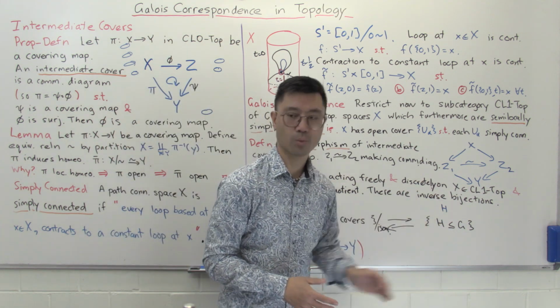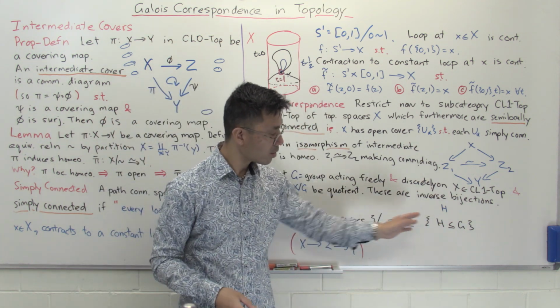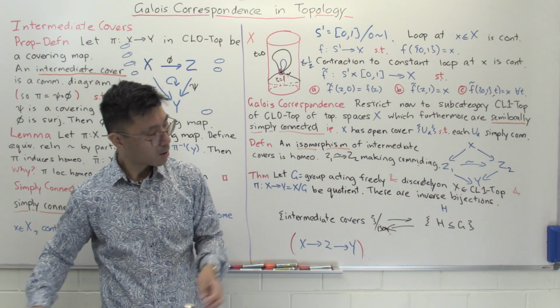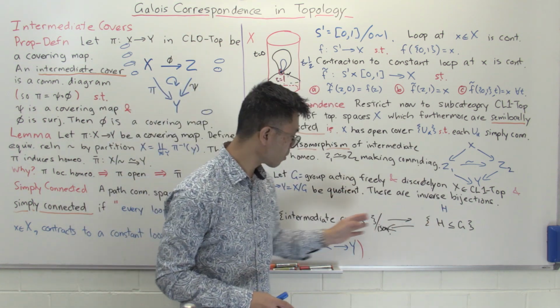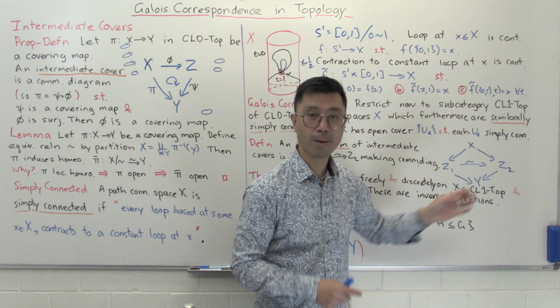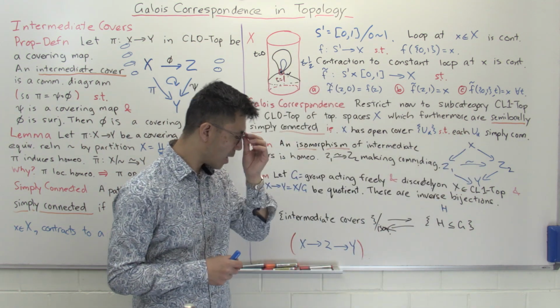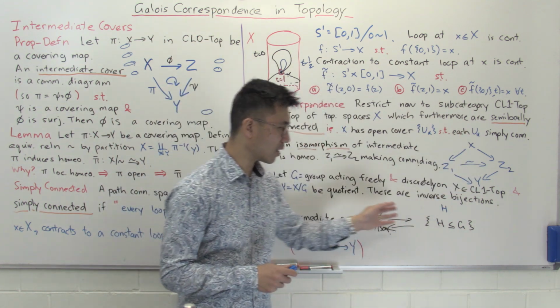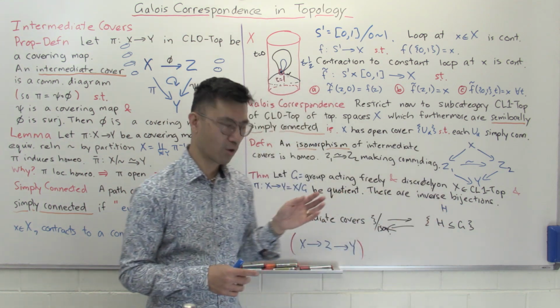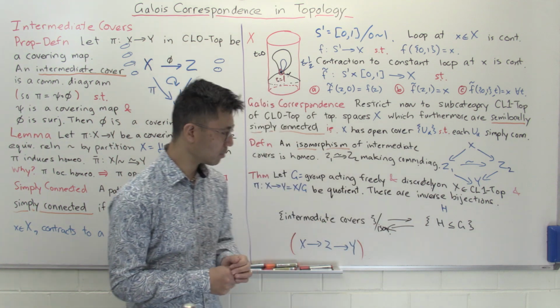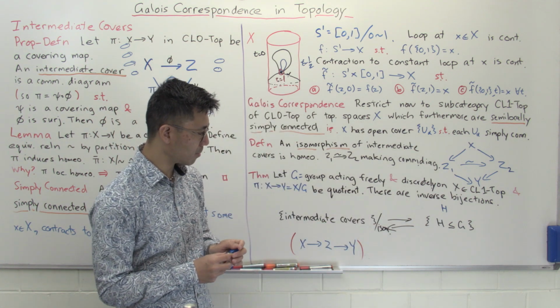By the way, there's also a poset structure on both of these. I haven't put the poset structure on intermediate covers, but perhaps you can guess what that is. And there is an analog of the fact that in the field theory version, you have an inclusion reversing bijection. I'll let you think about what that would be.